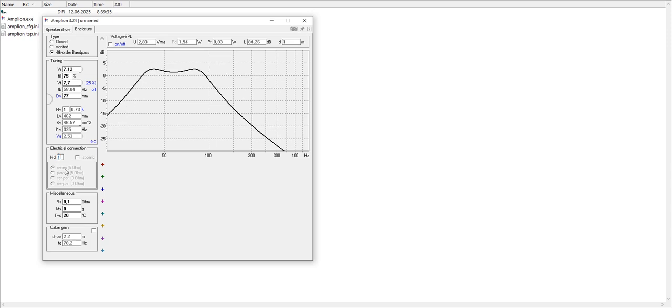In the miscellaneous section, you can define the series resistance, which represents the amplifier's output impedance, as well as the resistance of wires, inductors, and resistors. You can also simulate the effect of added mass to the cone. Lastly, you can simulate the effect of temperature variations in the voice coil, which affect the DC resistance.